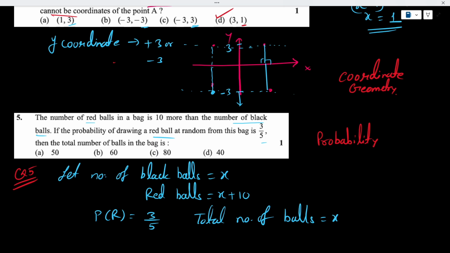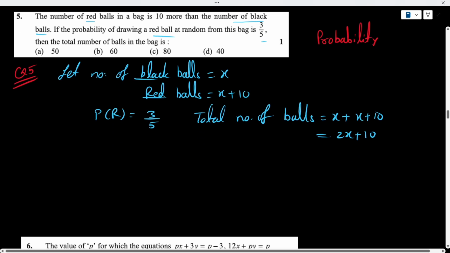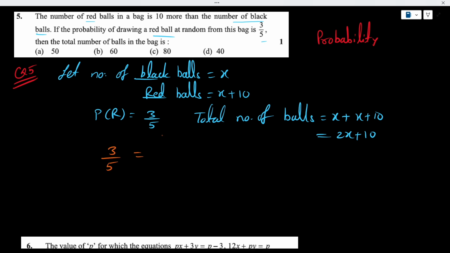Total number of balls are x plus 10, because red balls and black balls together make the total number of balls. So it is going to be 2x plus 10, right? Now if I frame the equation, because we have the probability, what can we take here? If I take probability 3 by 5 of red ball, how many red balls are there? x plus 10, because this is the probability of drawing red balls. So it is x plus 10 out of 2x plus 10, right?